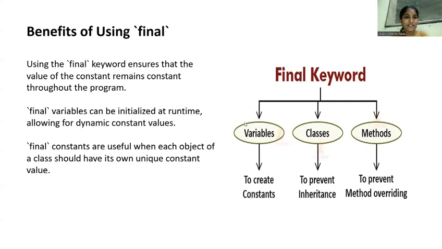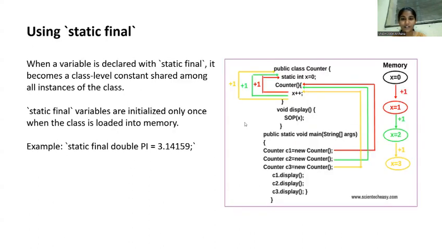And next, benefits of using the final keyword. Using this final keyword ensures that the value of the constant remains constant throughout the program, and final variables can be initialized at runtime, allowing for dynamic constant values. So it can be initialized at runtime. And these final keywords are useful when each object of a class has its own unique constant values. These are the benefits of using the final keyword.